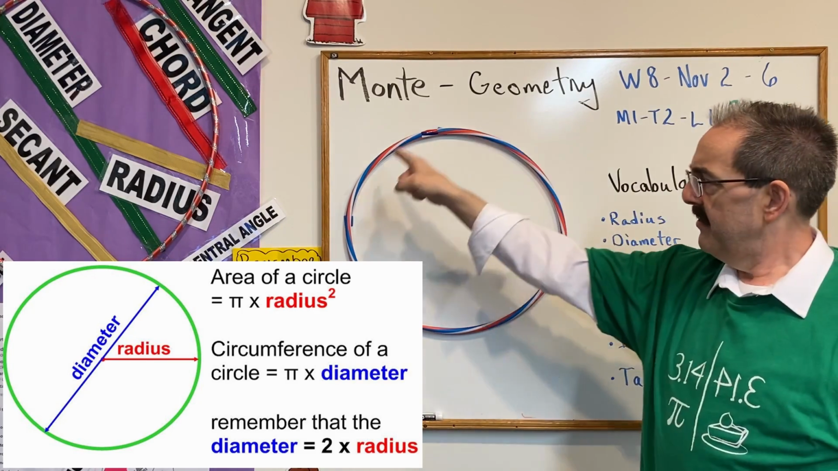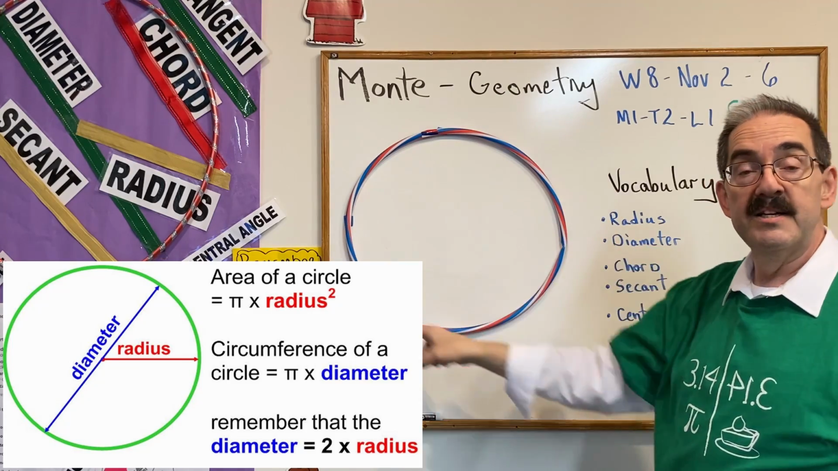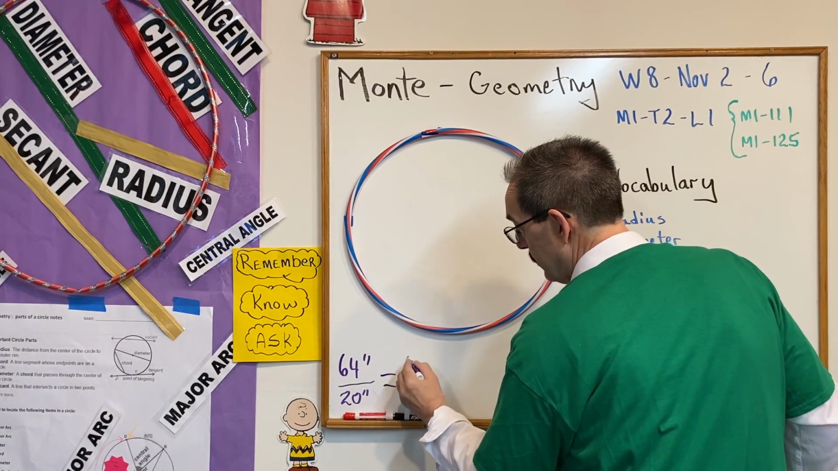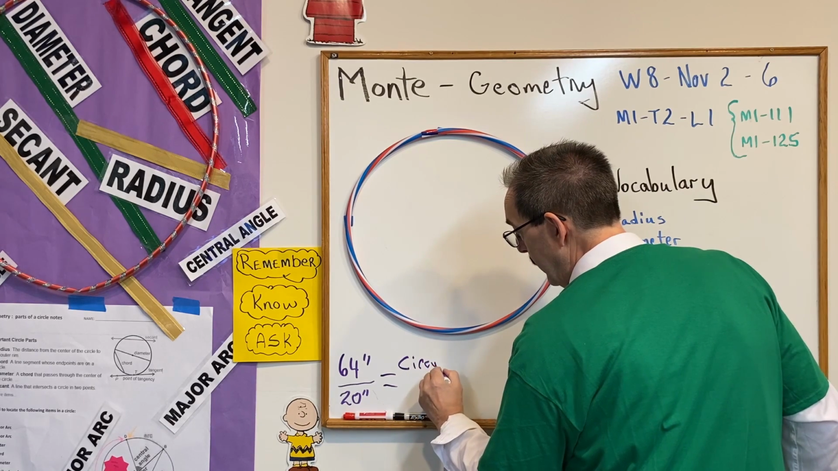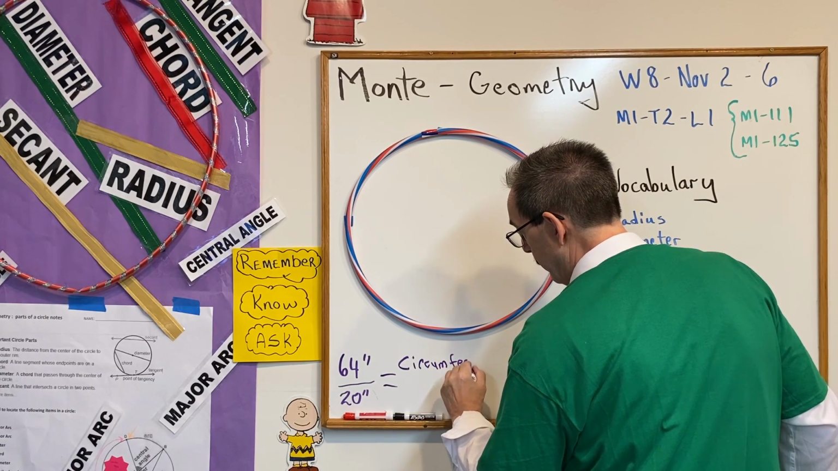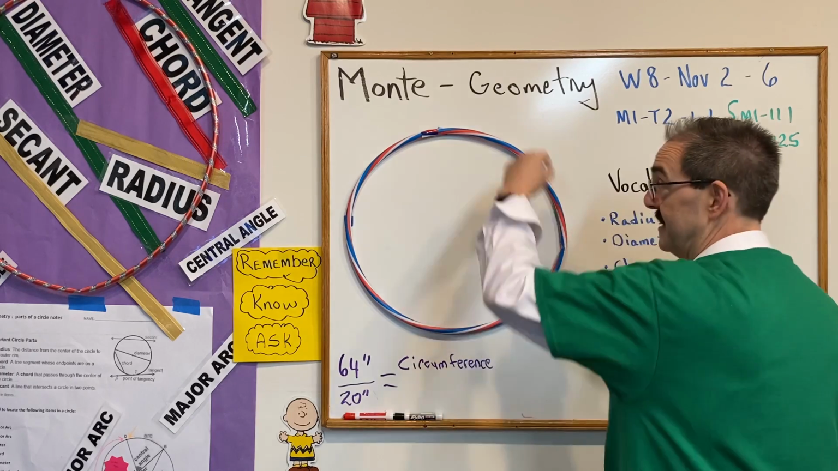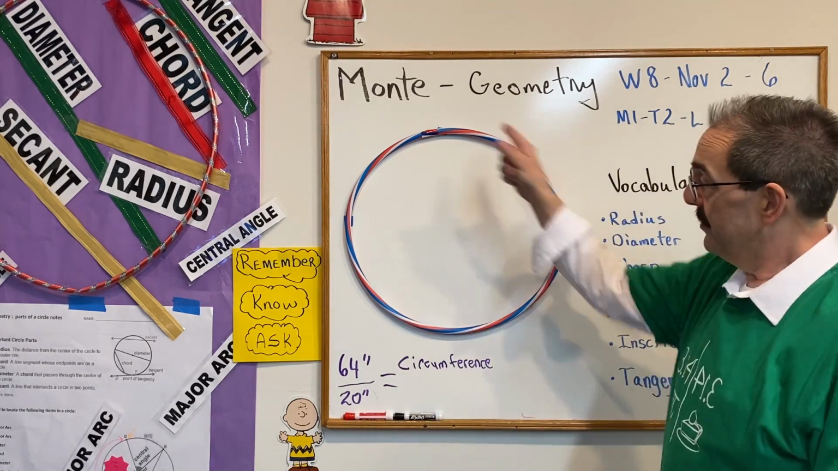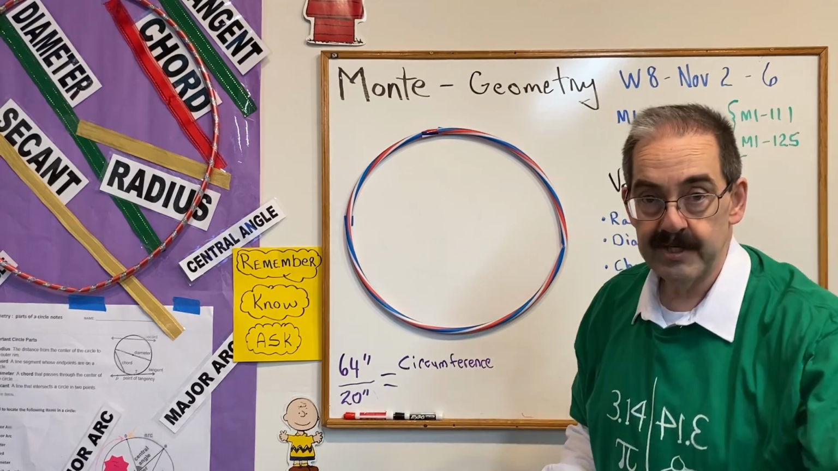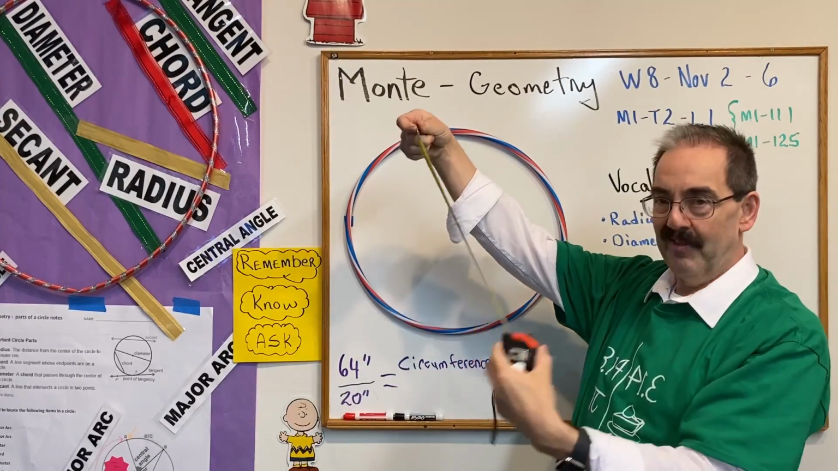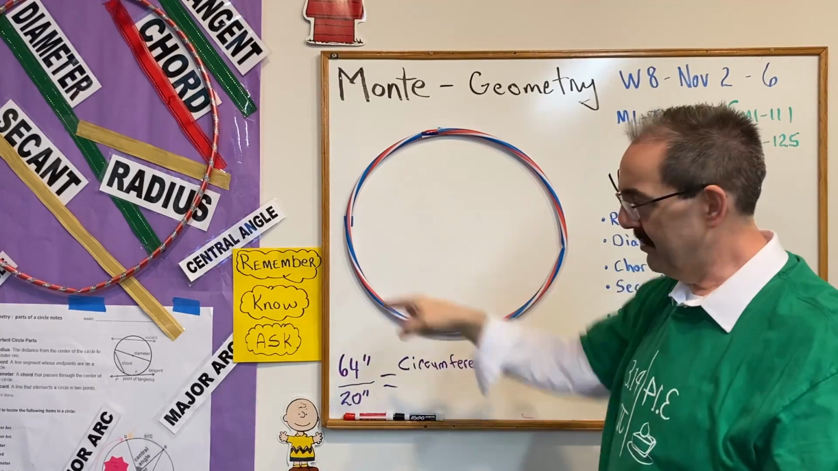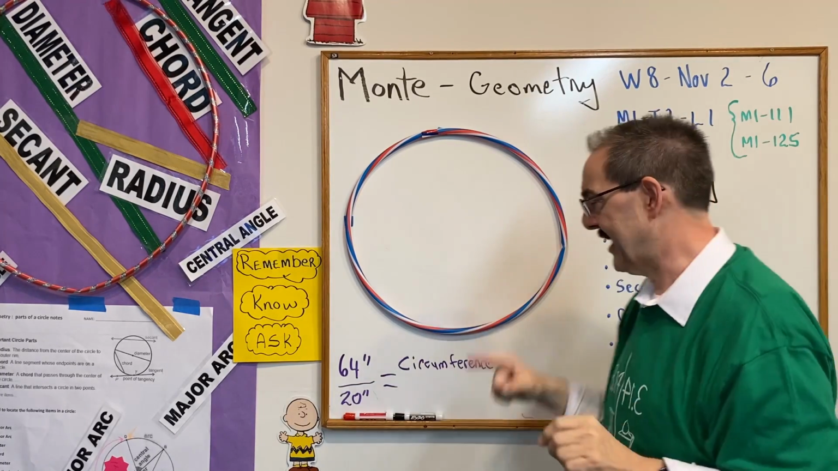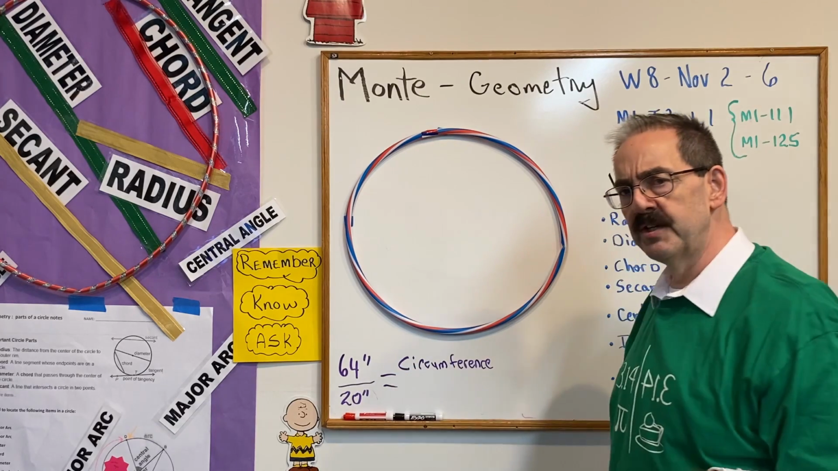Okay, the first vocab word, distance around a circle, is called the circumference. So I'm going to write circumference down. Okay, we need to know that word, the circumference. All right, that's the distance around any circle. This particular circle, just using a measuring tape, and that can be difficult. How do we bend it around? So if you have one of those fabric measuring tapes, that's even better, but that's okay. I came up with 64 inches.